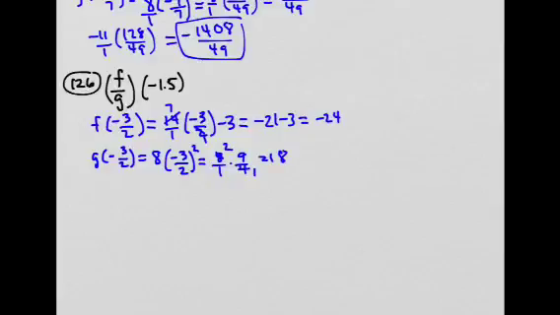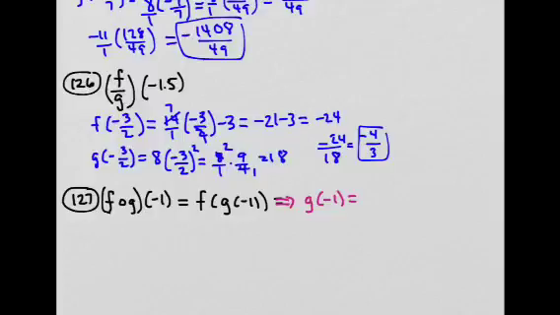And f over g means that you're going to do negative 24 over 18. Both numbers are divisible by 6, so when you divide by 6 you get negative 4 and you get 3 in the denominator.